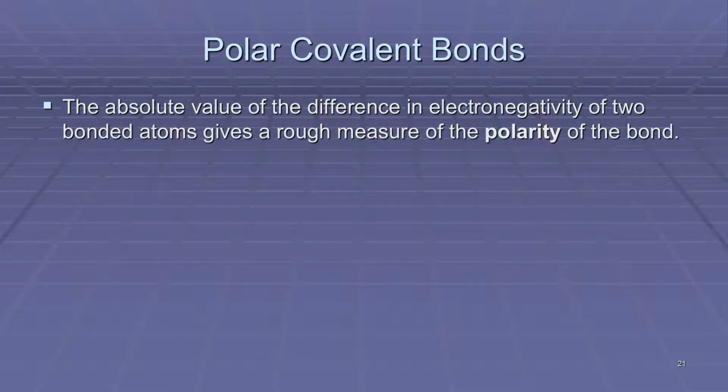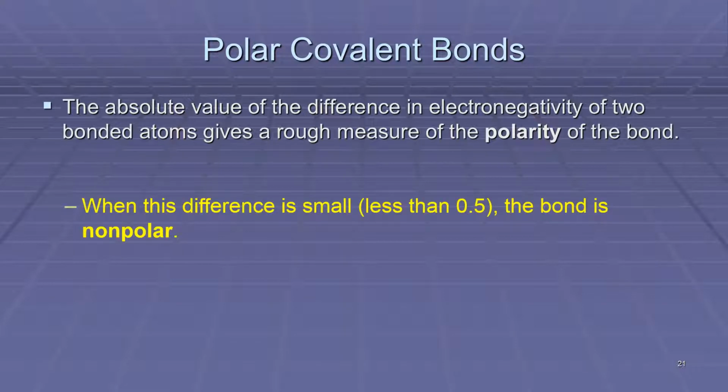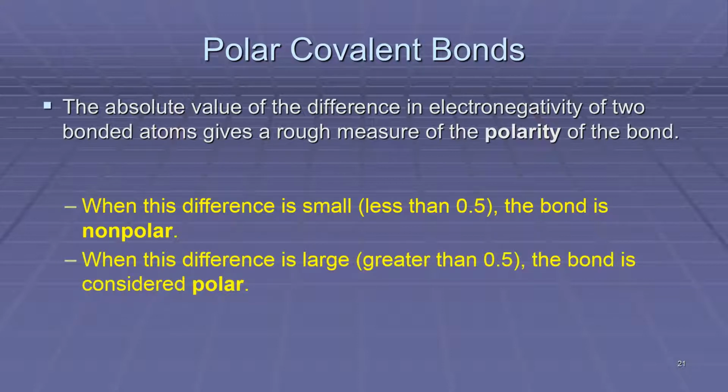So if you take the absolute value of the difference in electronegativity of two bonded atoms, then it gives you a good idea if the bond is polar or not polar. So if the difference between the two numbers is small, in other words, less than 0.5, so we're gonna make that the dividing line. If it's equal to 0.5, it goes with the next category. But if it's 0.4 or less, the bond is considered nonpolar. If the difference is bigger, so if it's equal to 0.5 or greater, we call it a polar bond.